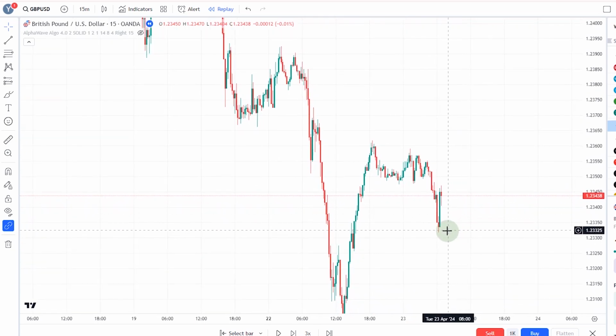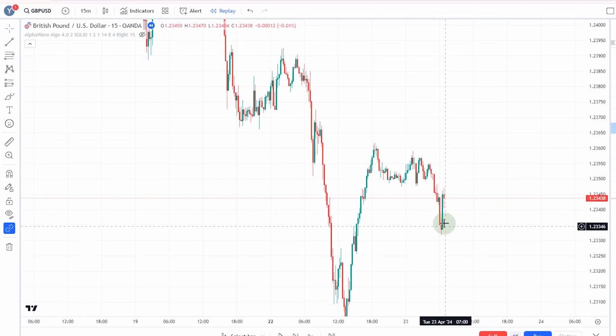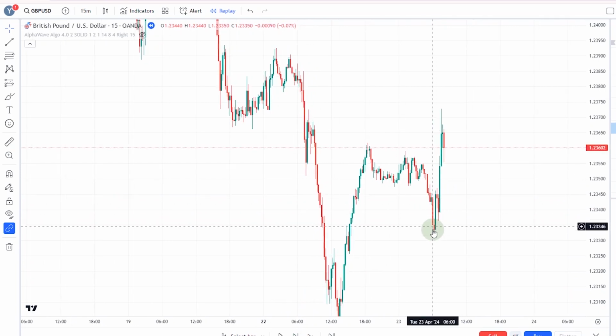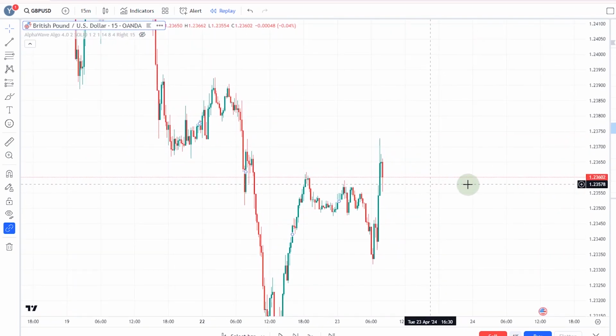So right away you can see a very big candlestick coming up right here. So let's see how the market plays out again. The market moves up in this particular direction and came back to retest this particular level. This is how you're going to trade this particular market.